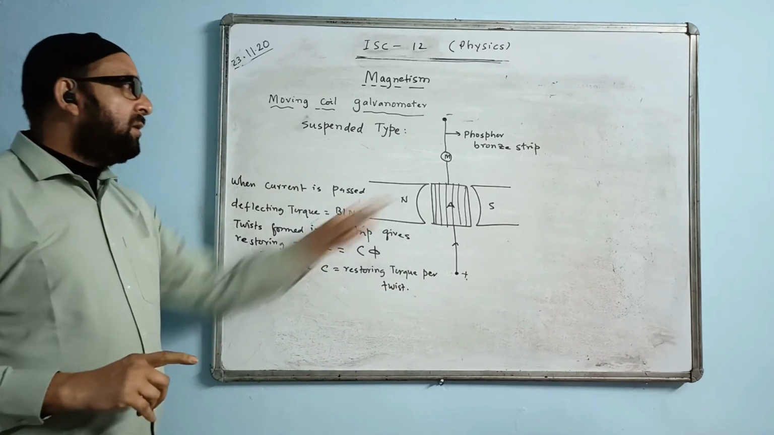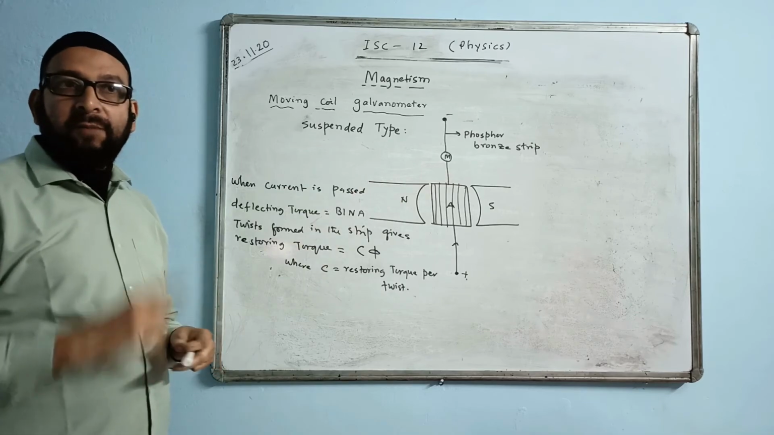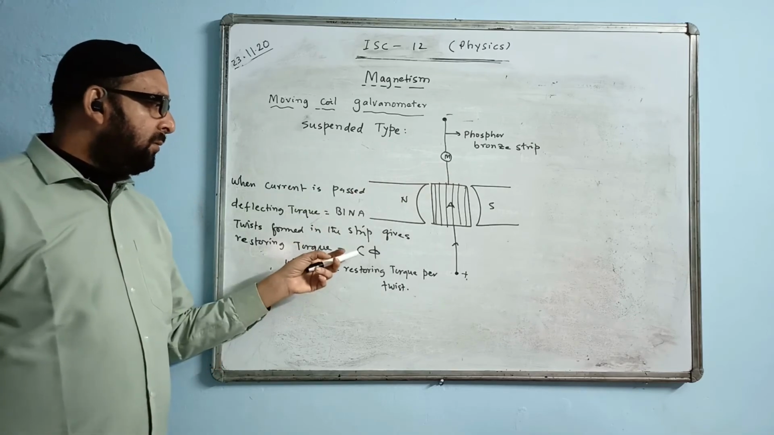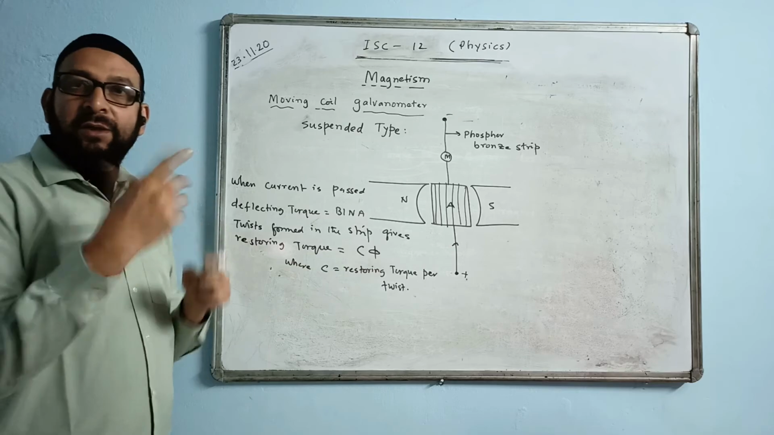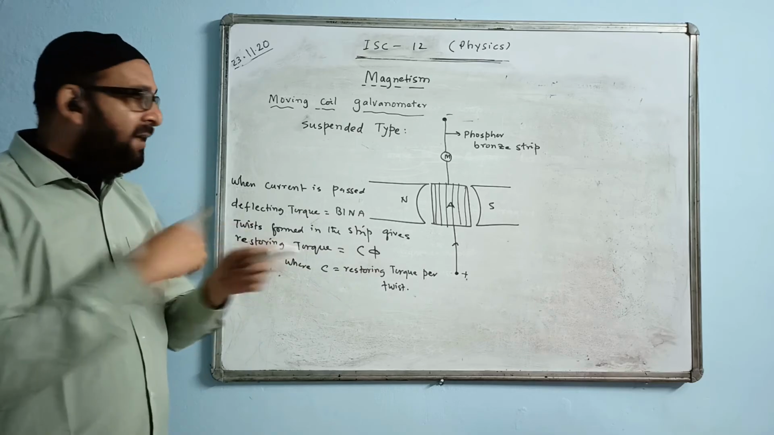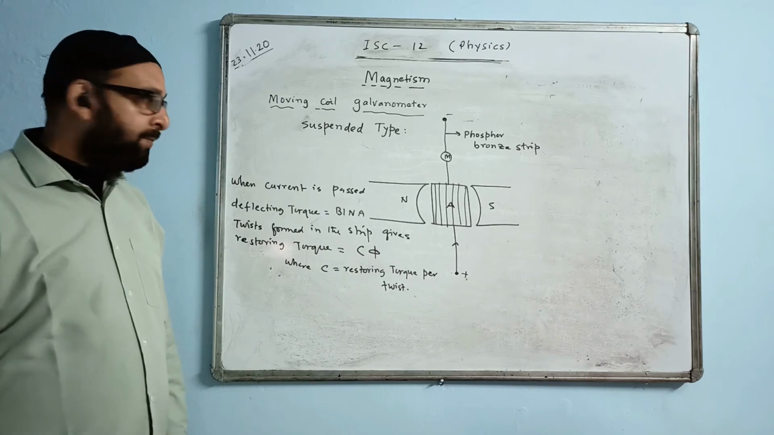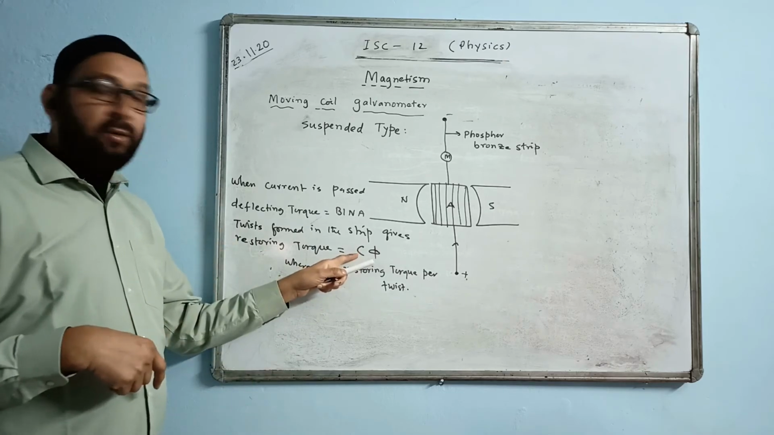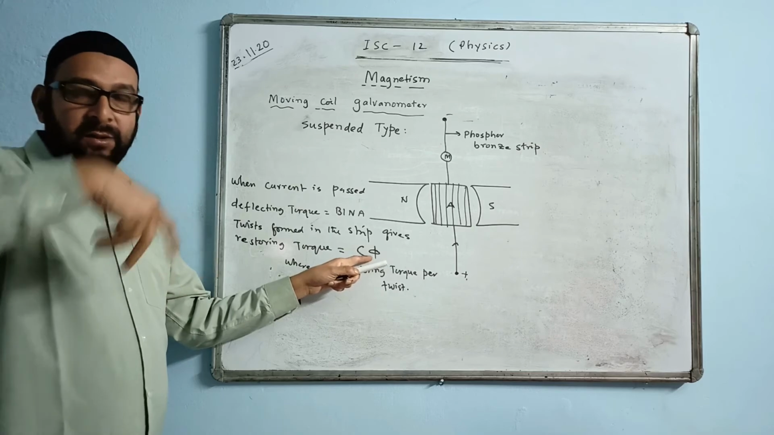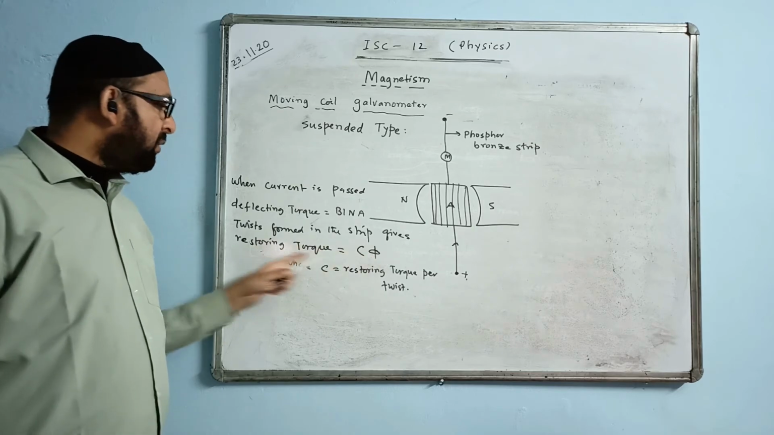In one twist, this is the capacity of this Phosphor-bronze strip. In one twist, it gives a torque C. So it has phi twists. What is the total torque? Phi into C, just multiply. That much is the total torque generated. In one twist, C is the torque. There are phi twists. How much is the total restoring torque generated?